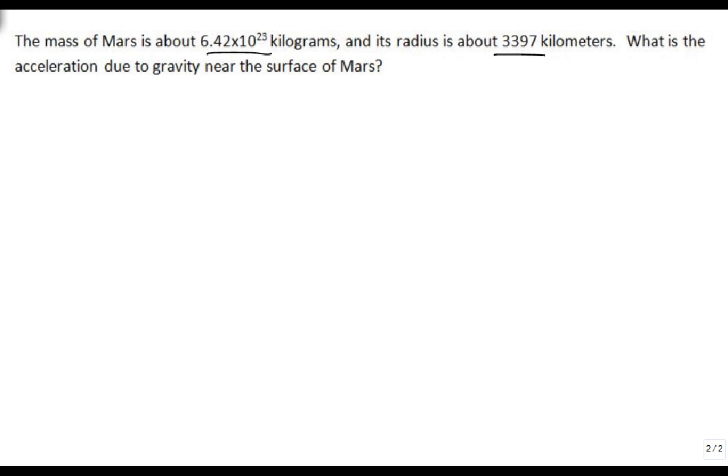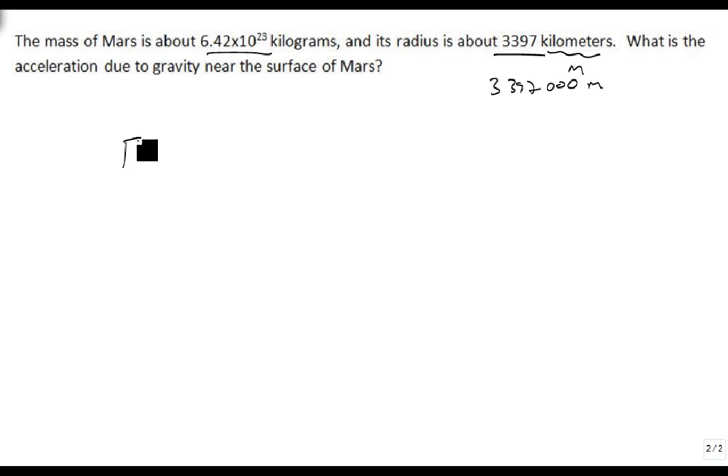So let's figure out what the acceleration due to gravity is near the surface of Mars if Mars has a mass of 6.42 times 10 to the 23rd kilograms and a radius of 3,397 kilometers. Now it's really important to recognize this was in kilometers and it needs to be in meters, so this is really 3,397,000 meters radius long.